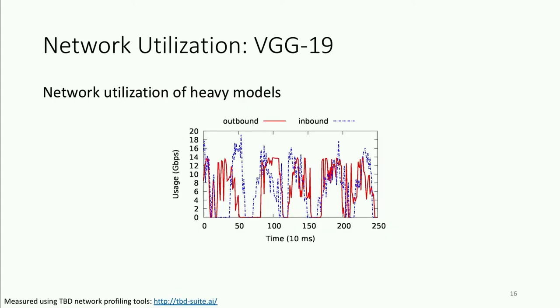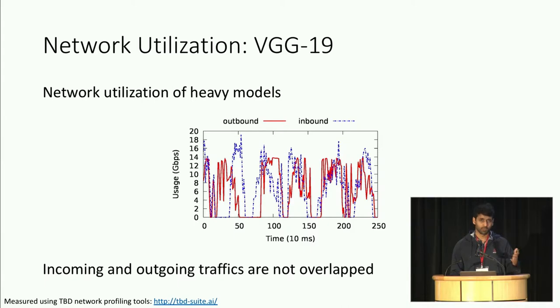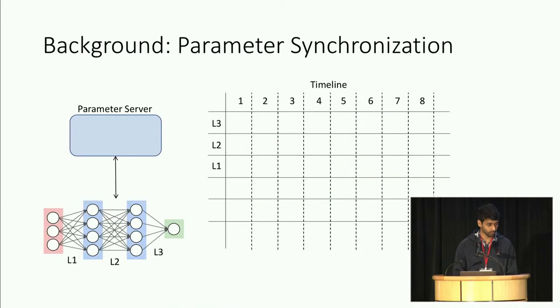Next, we analyzed the network utilization of heavier models, for example, VGG19. So in this graph, you can see the network is still idle a considerable amount of the time during the training. But on top of that, the inbound and outbound traffic are not overlapped very well. This means the bidirectional bandwidth is not efficiently utilized.